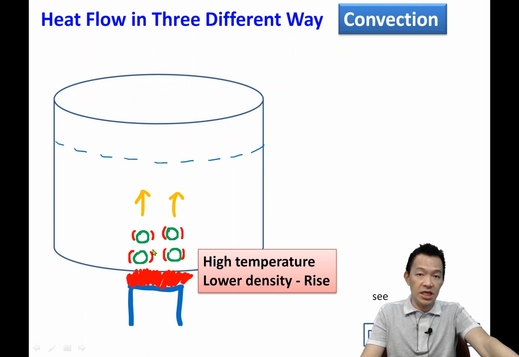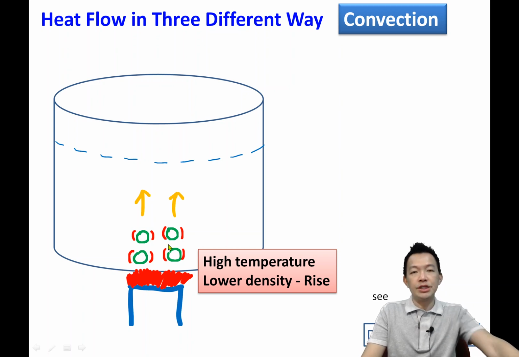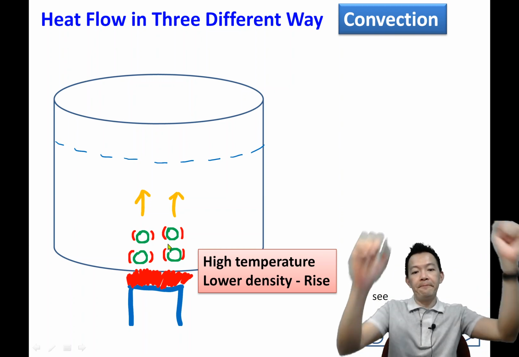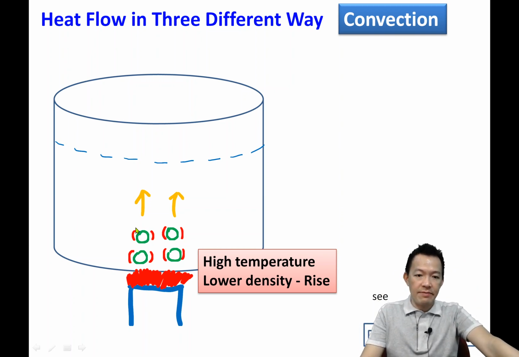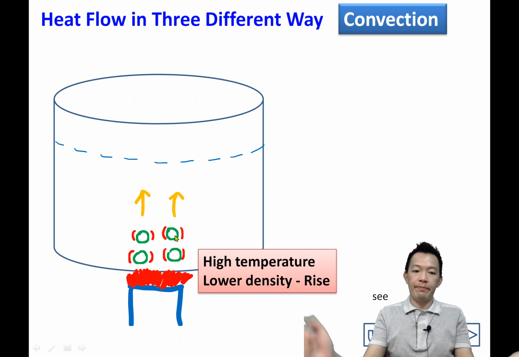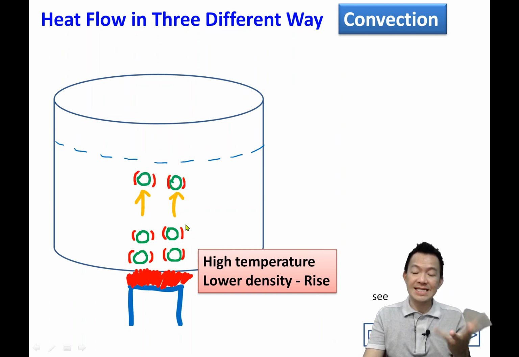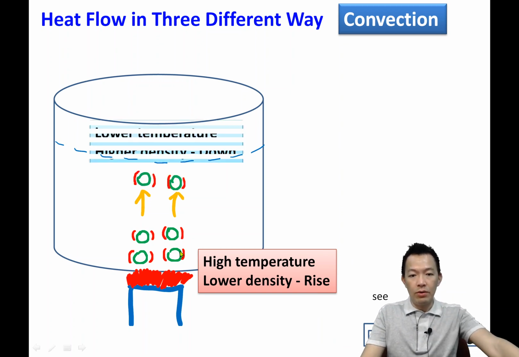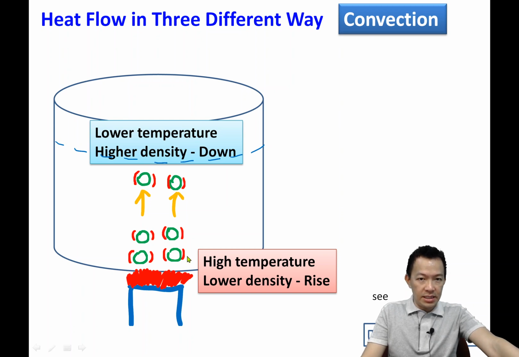这些密度比较低的水呢，OK，它们就自己跑上去了啦。So when they rise, they start to move, and they carry the heat energy to the upper part. 它带着它的热能呢上去了，OK。So now what happens? When the density becomes lower, the hot particles start to rise.